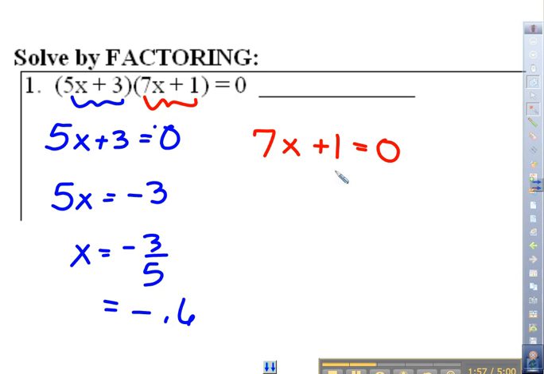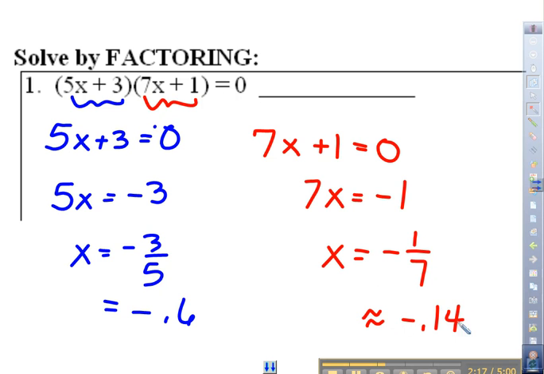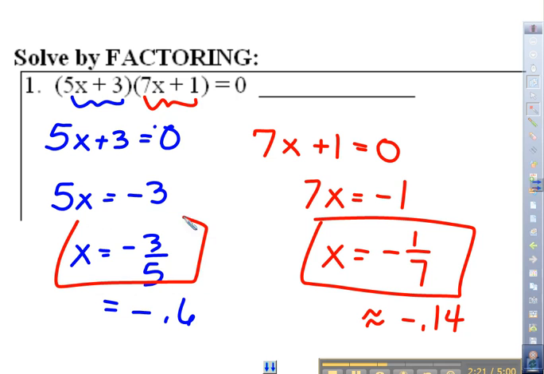Over here, what are you going to do first? Subtract 1, you get 7x equals negative 1. Divide by 7, and you get negative 1/7, which is approximately equal to negative 0.14. I'd go ahead and just leave them in fraction form. Go ahead and leave the answers in fraction form.